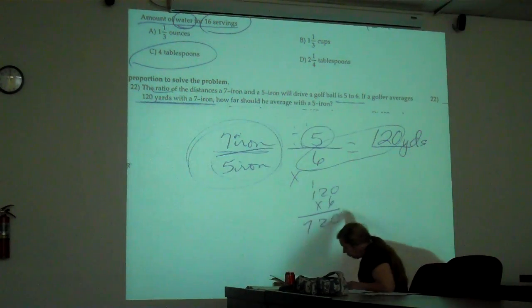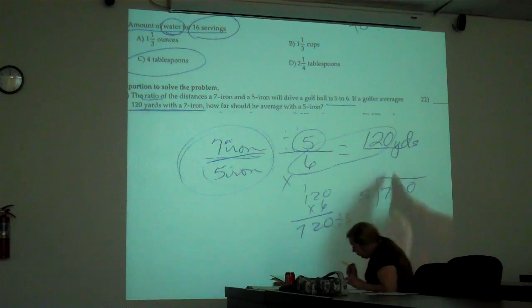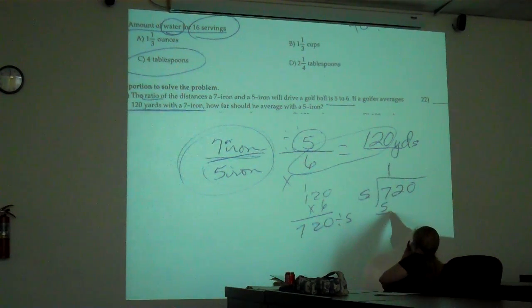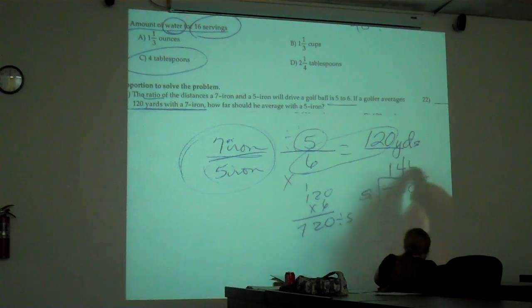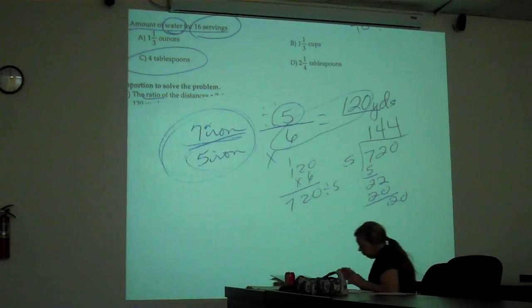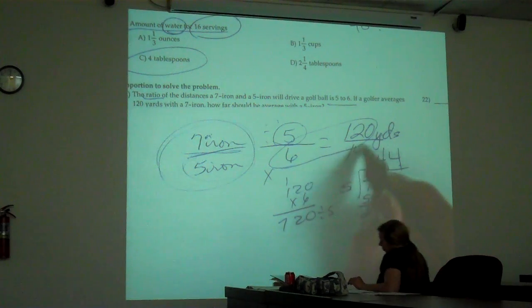720 divided by 5. 144. 5 into 7 is 1. 5 into 22 is 4. 5 into 20 is 4. So 144 what? 144 yards. This was in yards, so this will be in yards.